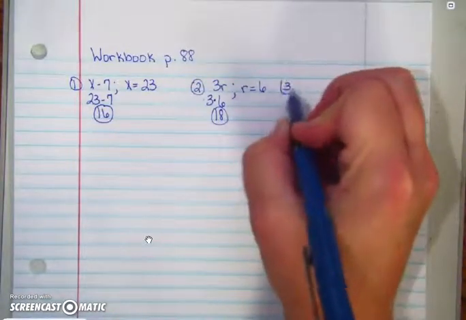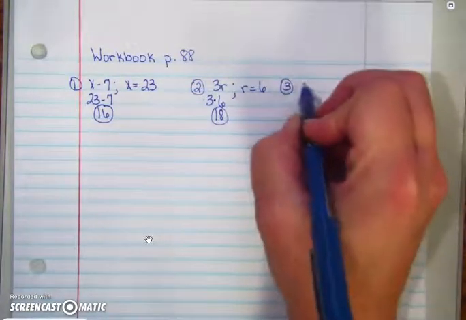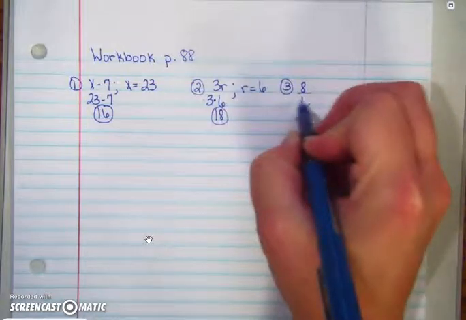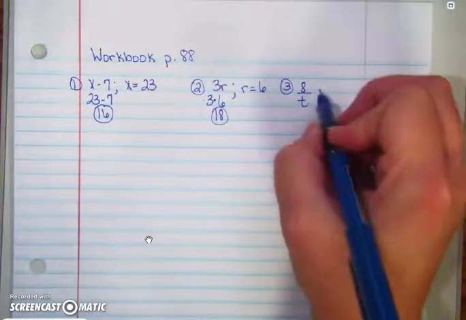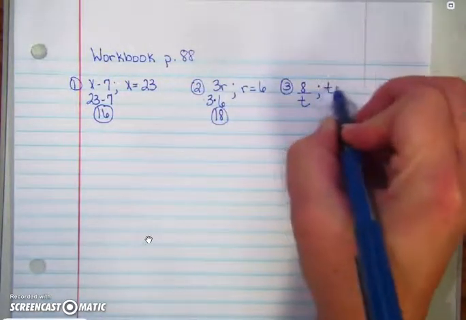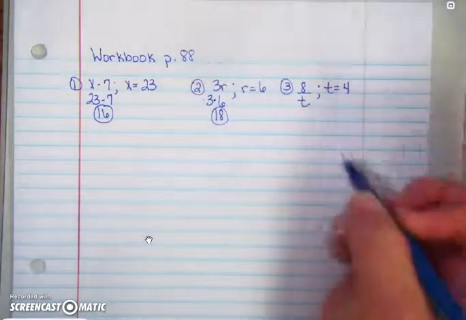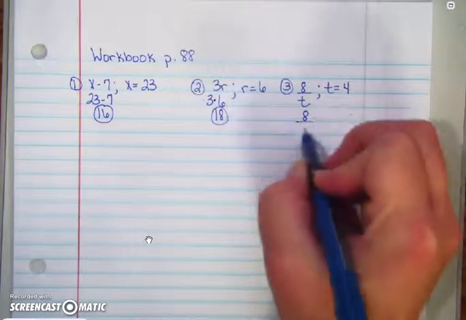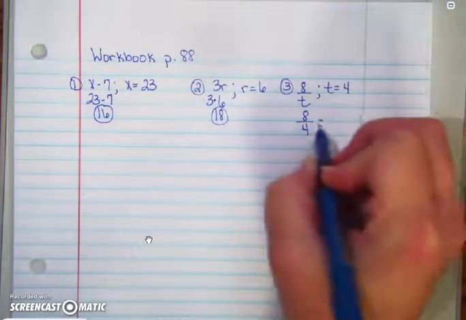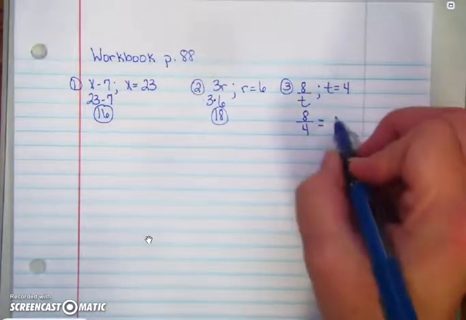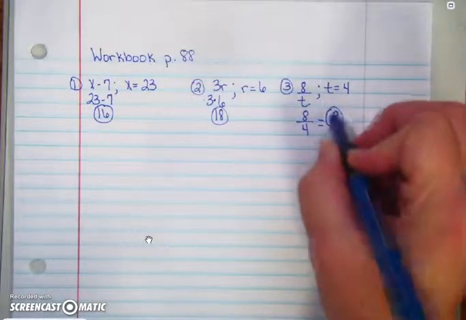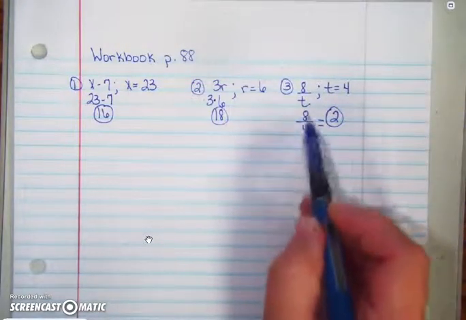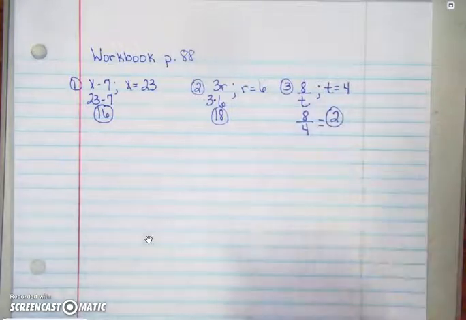Problem number 3. 8 over t, or 8 divided by t, when t equals 4. We'll substitute the 4 in for t, so 8 divided by 4, and that's going to give us a whole number of 2. We have to convert this from an improper fraction to a whole number.